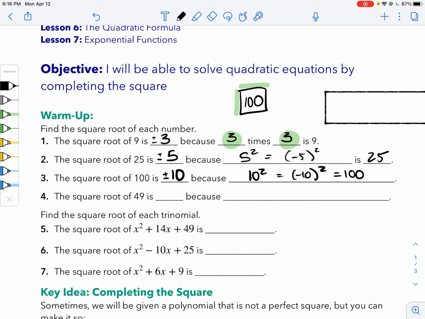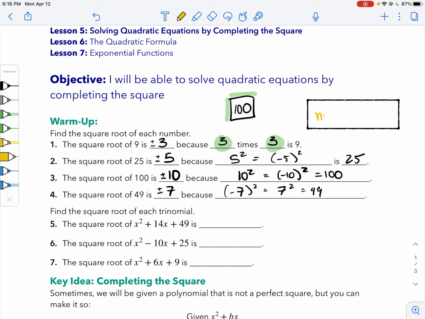Also, the square root of 49 is plus or minus 7, because negative 7 squared is the same thing as 7 squared, which is 49. So make sure you remember your negatives. Negatives matter too.